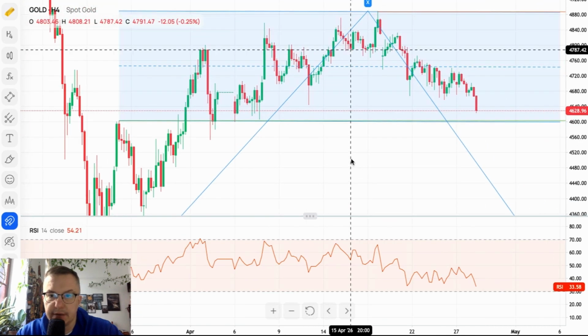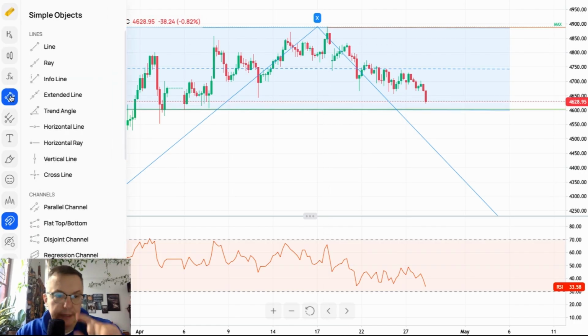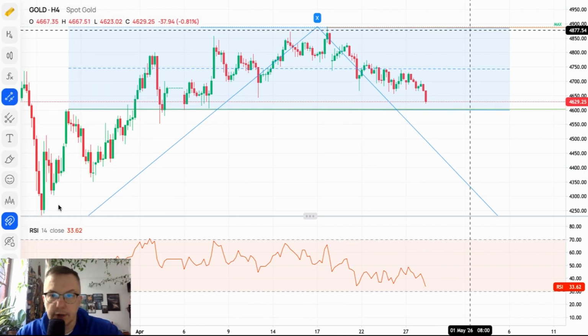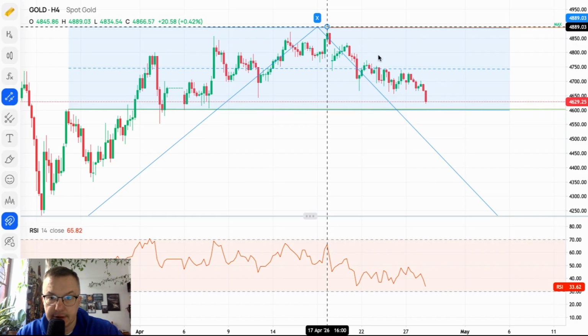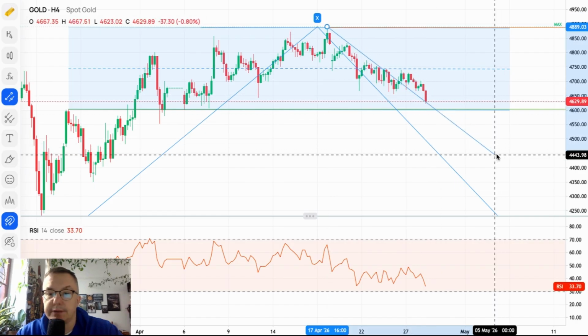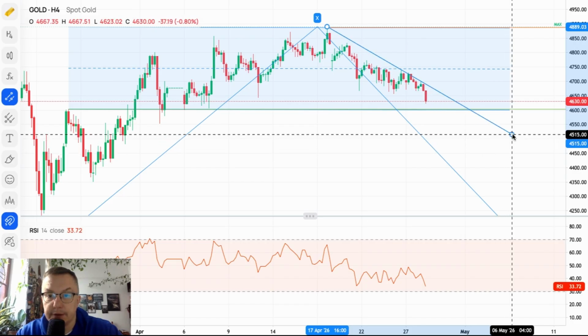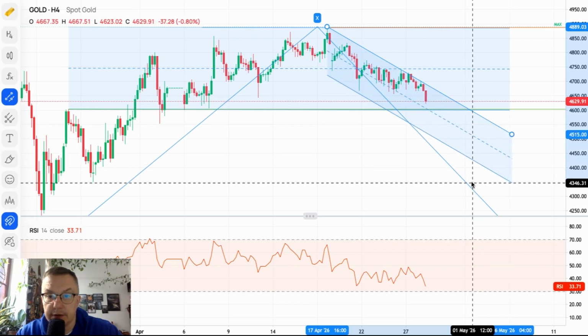Let me just place some kind of a channel here. Okay, so let me just place like this kind of a channel, because I thought that maybe the market will be moving inside of the channel. It used to, but just recently we broke out of this channel. So right now we are moving in this direction here.